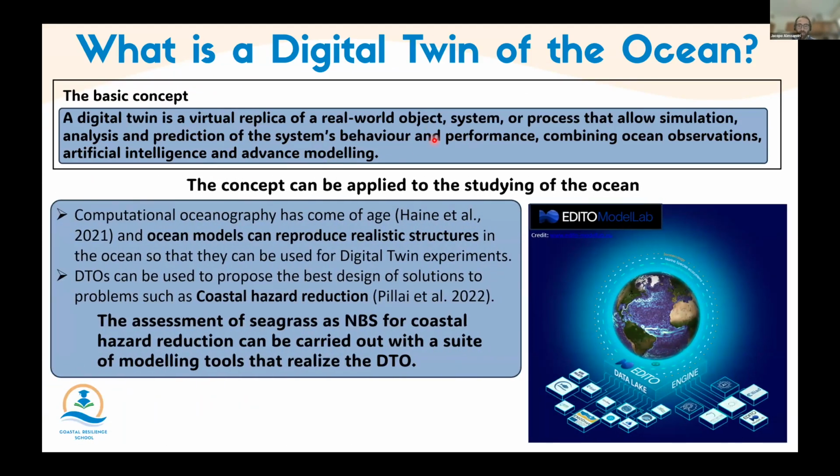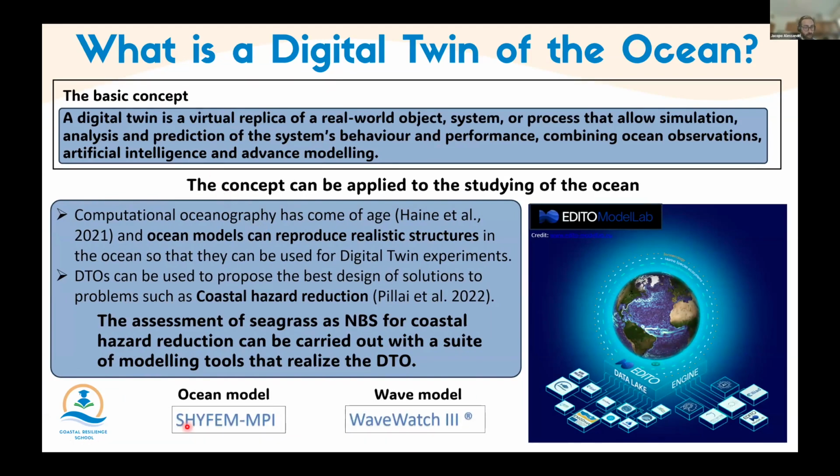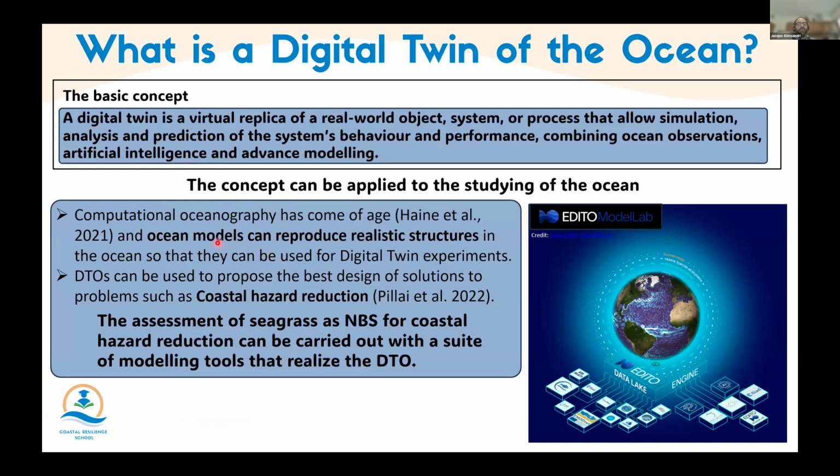And how does this apply to the study of the ocean? Well, the technological development now allows us to have ocean models that can reproduce very well realistic structures in the oceans. And so we can design with them solutions for coastal hazard reduction. Like the project I'm involved in now, the Edito Model Lab, that tries to put together observations and modeling to build a digital twin of the ocean in the European Union. So now we tried to take a look at how to build a digital twin of the ocean for the assessment of the seagrass as a nature-based solution.